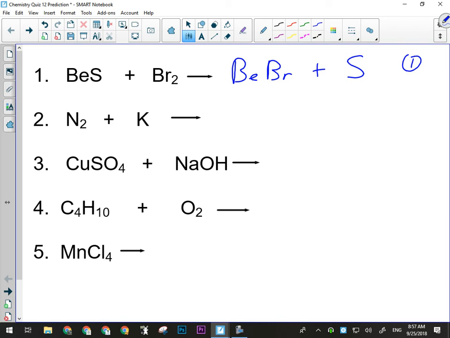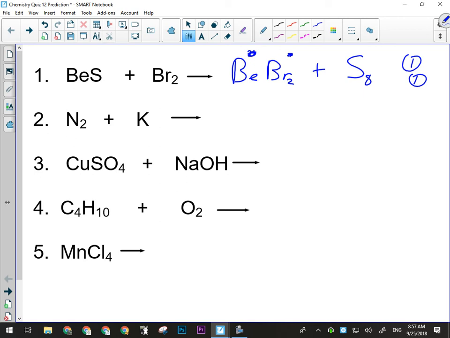Then we have to drop and swap. This is a 2+, this is a 1-, so we've got BeBr2, and we've got S8. If they have those numbers correct, that's their 2nd mark.